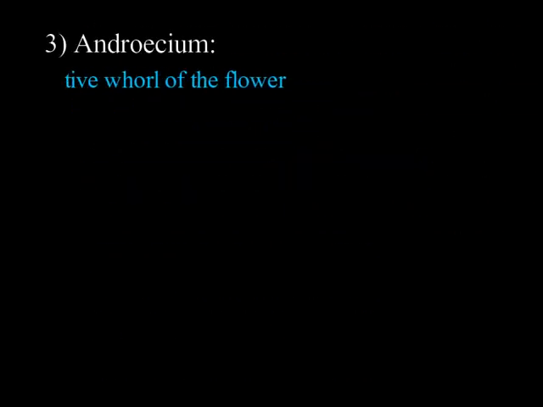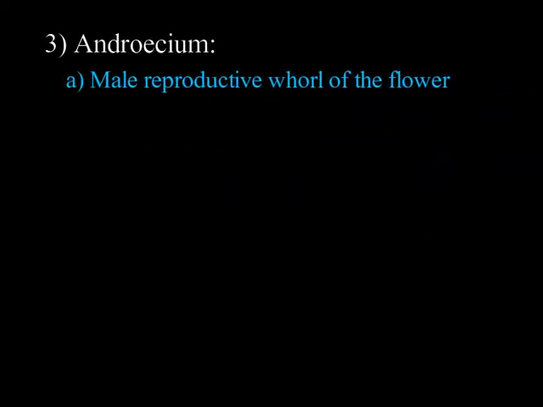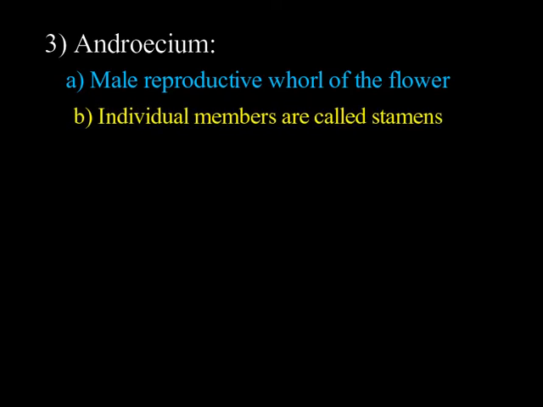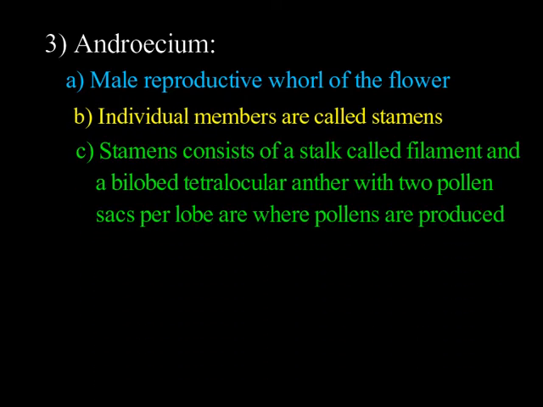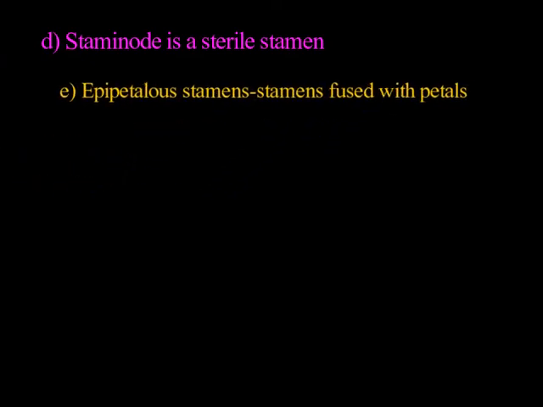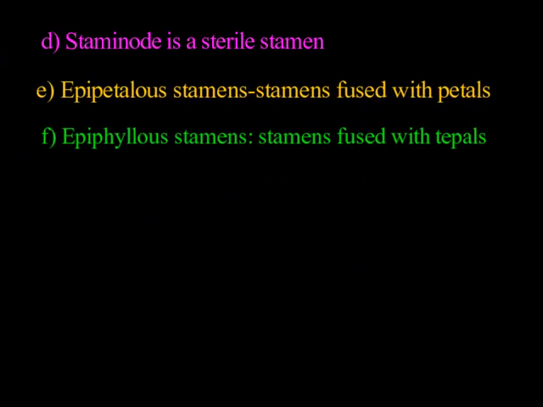Androecium. It is the male reproductive whorl of the flower. The individual members of androecium are called stamens. Each stamen is composed of a stalk called filament and anther, which is bilobed and tetralocular, having two pollen sacs per lobe. The pollen sac is the region where pollen grains are produced. If the stamen is unable to produce pollen grains, such a sterile stamen is called staminode. Stamens may be fused with petals, that is epipetalous, or tepals, that is epiphyllous, in brinjal and lily respectively.